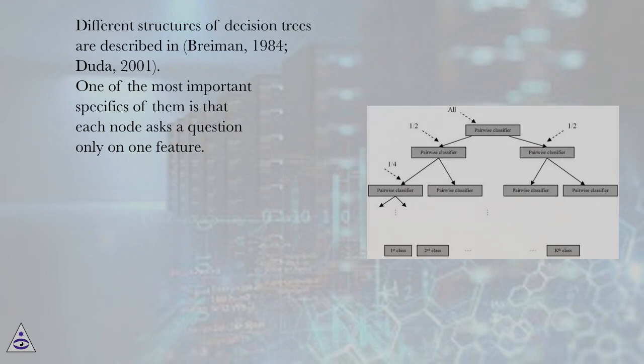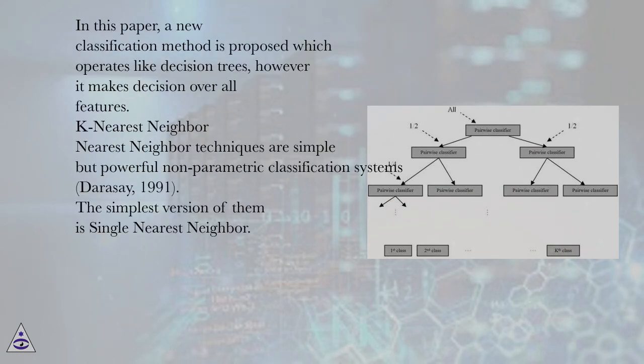One of their most important specifics is that each node asks a question only on one feature. In this paper, a new classification method is proposed which operates like decision trees, however it makes decisions over all features. K-nearest neighbor. Nearest neighbor techniques are simple but powerful nonparametric classification systems, Dasarathy, 1991.